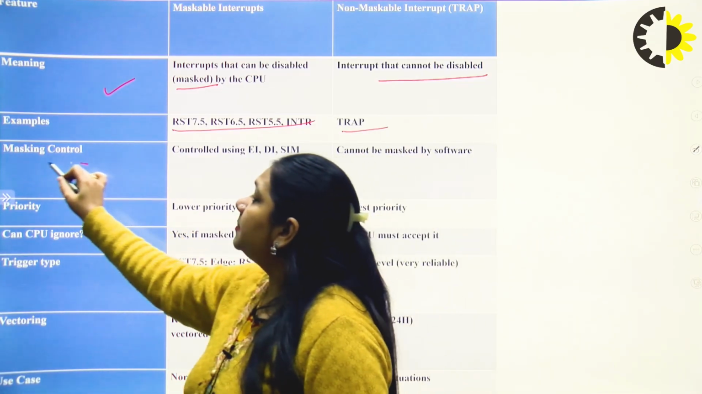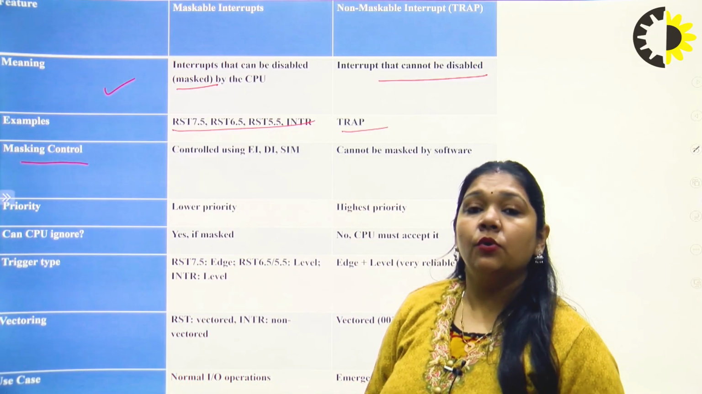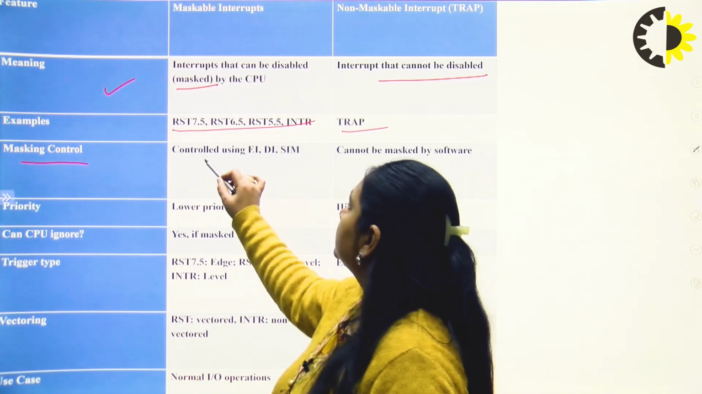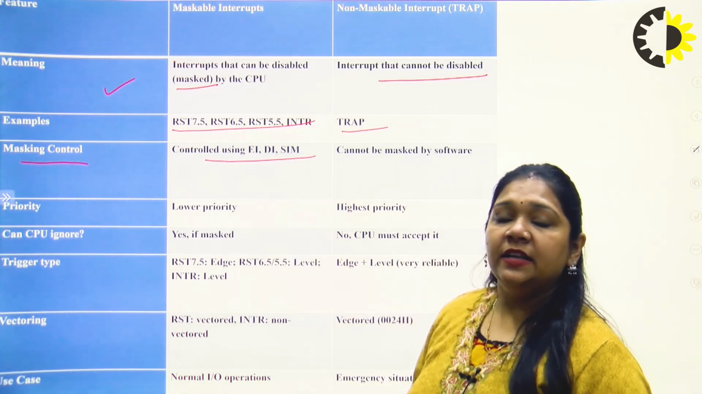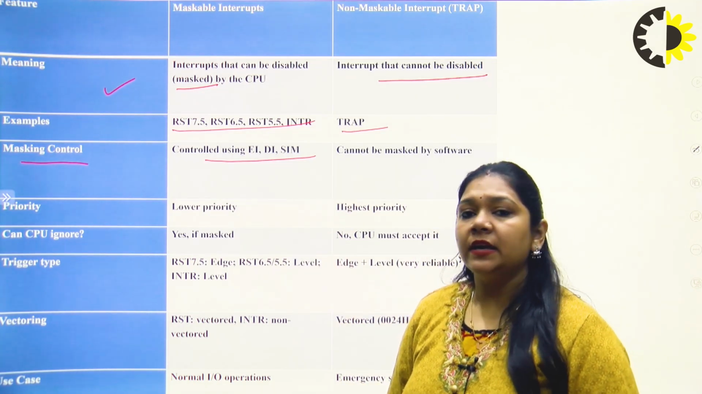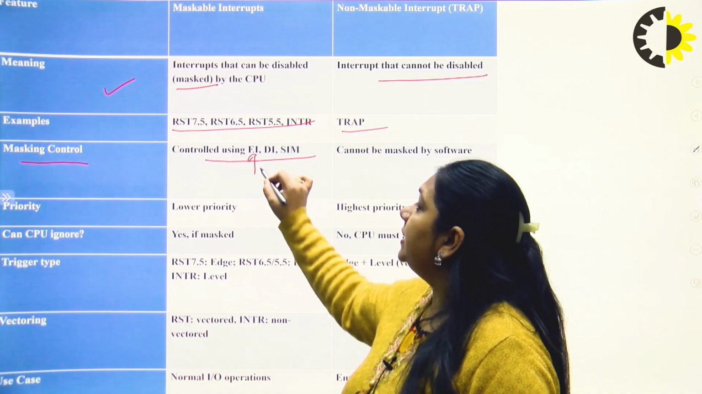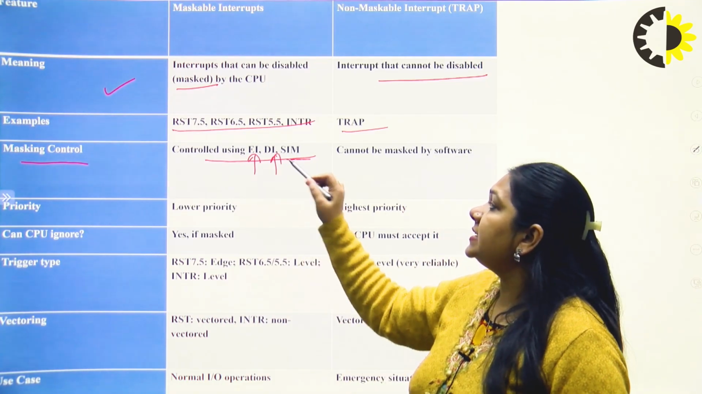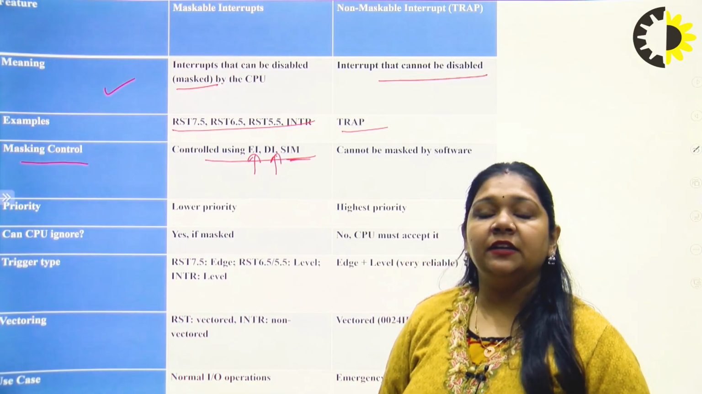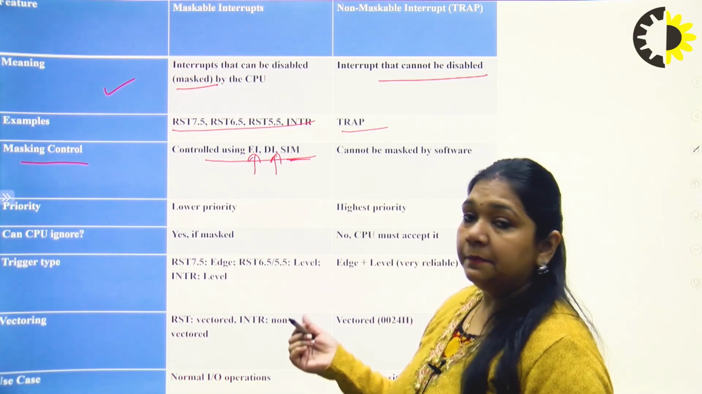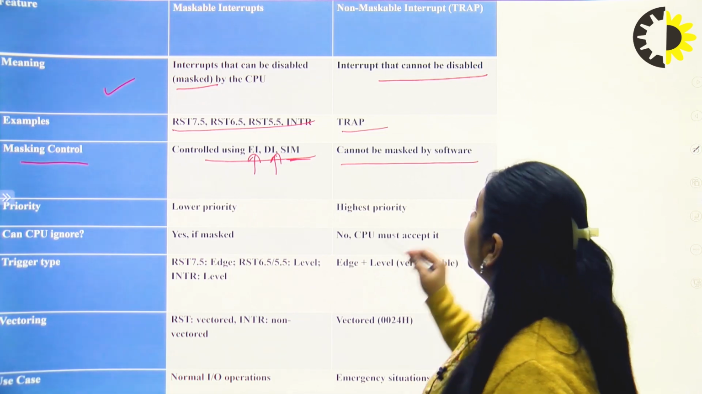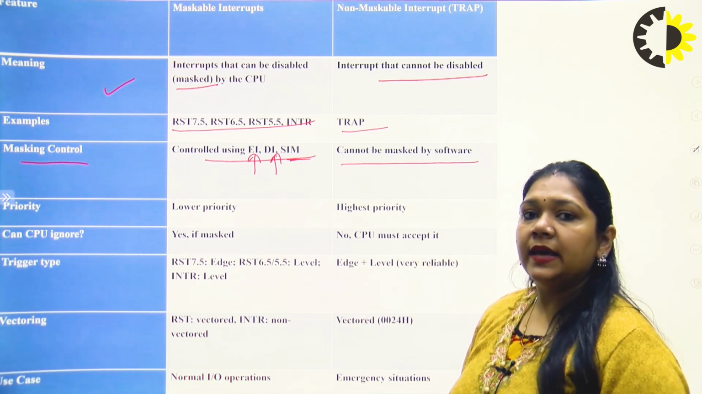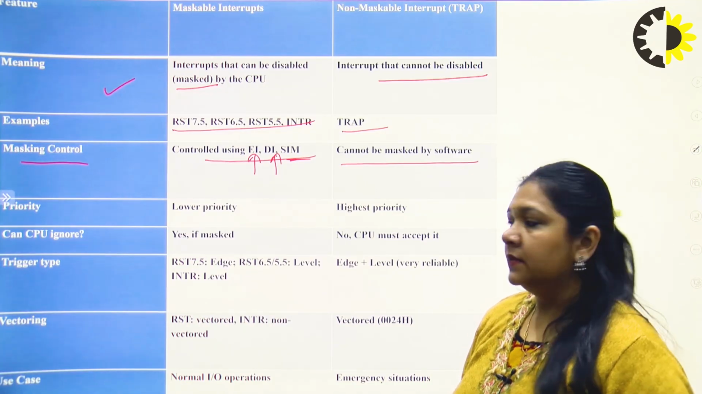If I talk about the masking control, who can mask these interrupts? The control is by EI: by enabling the interrupt I can enable it, or disable the interrupt by using DI. Next is SIM. SIM means set interrupt mask, which is 8-bit, and TRAP cannot be masked by any software. Nothing can stop the TRAP interrupt.